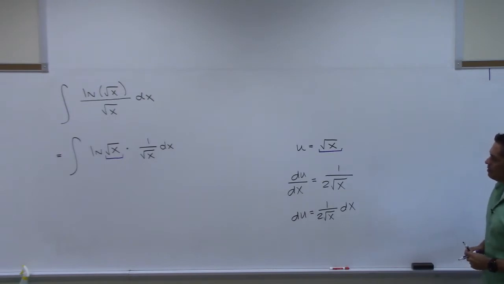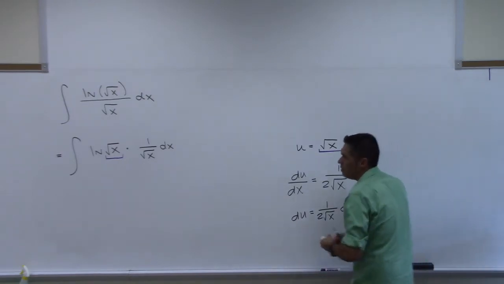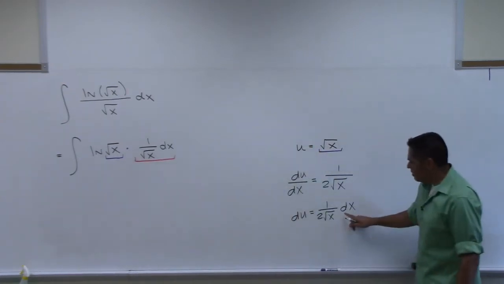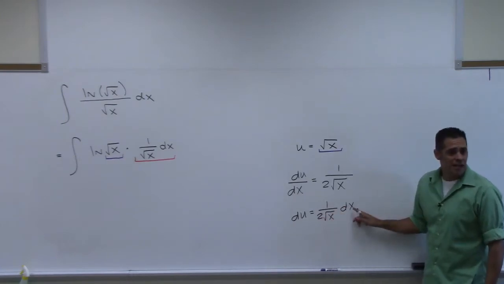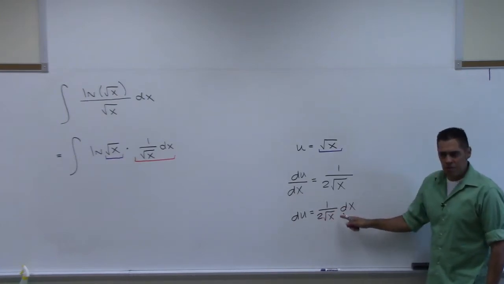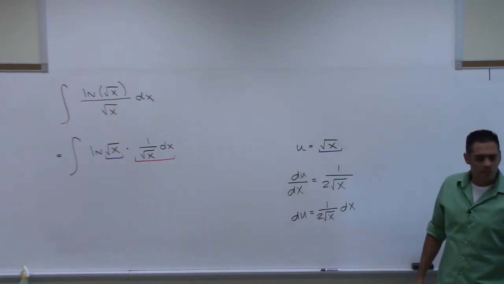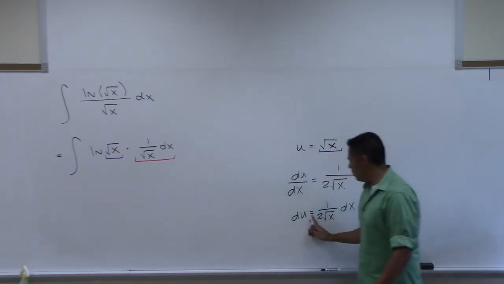And then, I have a problem, don't I? This right here is 1 over root x dx. I don't have 1 over root x dx. I have 1 over 2 root x dx. What could you do to this to make it that? What could I do to this to make it this? Look, I have an equation here, right?